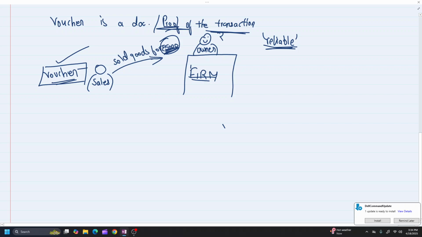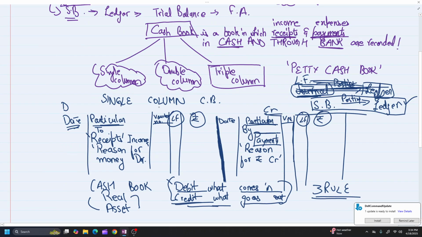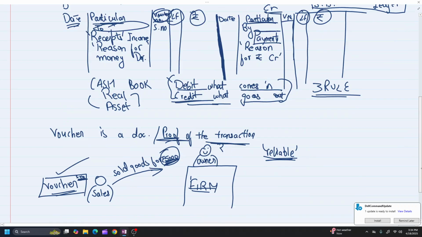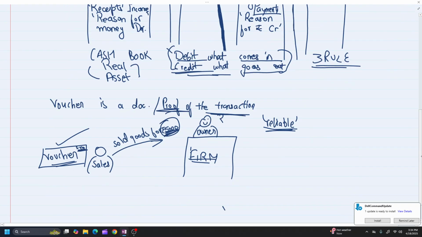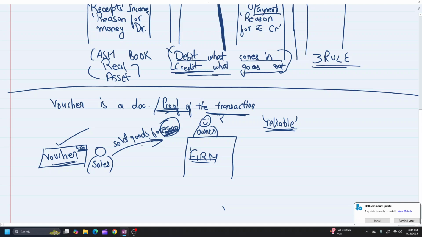And this voucher means there will be some serial number also. Hence, here in the voucher number you will write that serial number of that particular transaction. So whenever anyone is checking if you are saying right, if you are correct or not, they can just go through the voucher number. It will make you reliable, right?